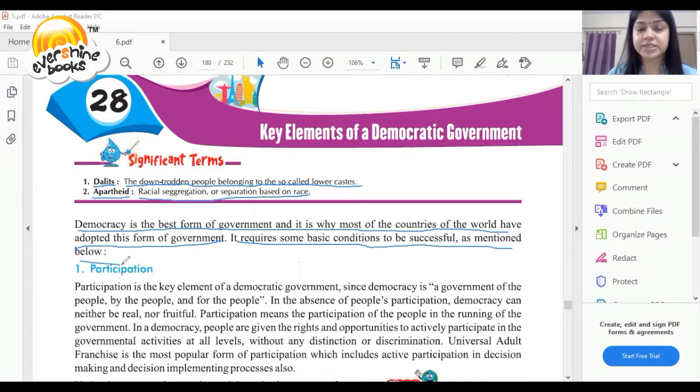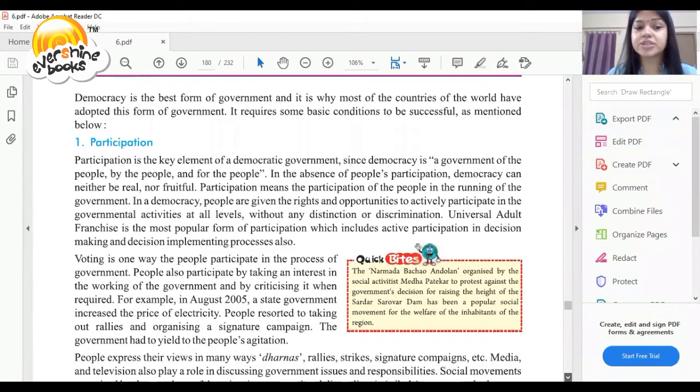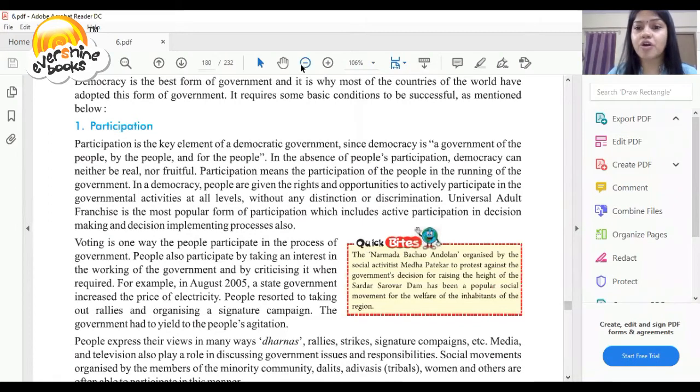Let's discuss it. The first important term is participation. What is participation? As you can see on my screen, participation is the key element of a democratic government. What is the key element of a democratic government? This is a very important question. The answer is participation is the key element of a democratic government.